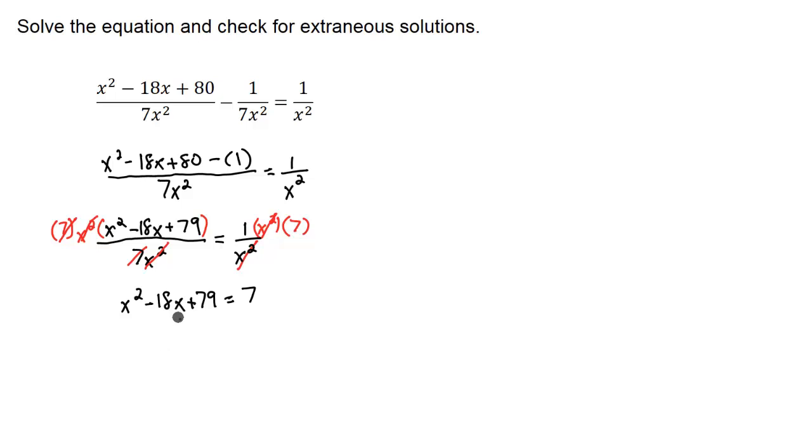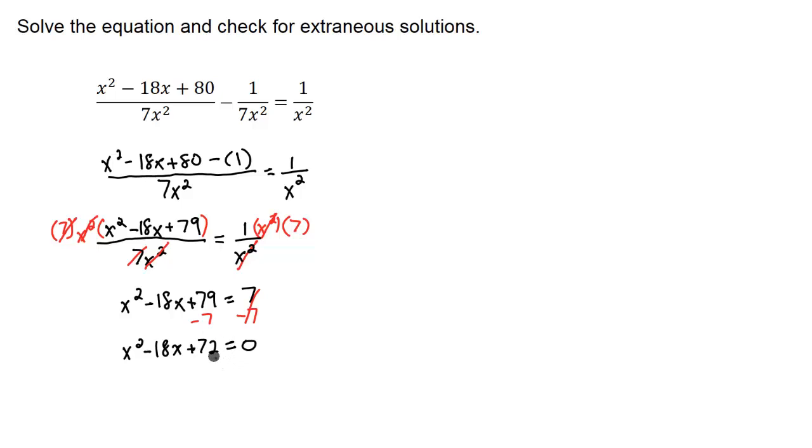Now there's no way that we can combine x squared minus 18x. They're just not like terms, so we're going to have to factor this. And to be able to factor, we have to set our equation equal to 0. So now I have to get rid of this 7 on the right side so that we could get a 0. It means I have to subtract 7 from this left side as well. Now I'm going to have an x squared minus 18x plus 72 equals 0.